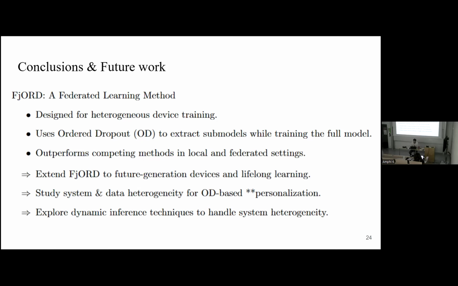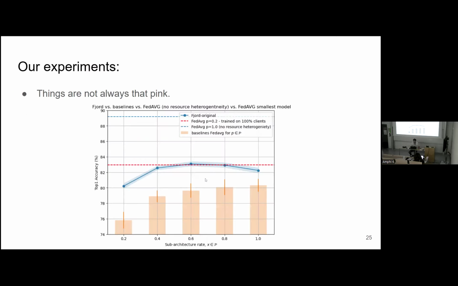And then they talked a bit about inference techniques, dynamic inference techniques for heterogeneity. Now, one thing I can cite from my work is that it's not always that pink. So, for example, we did take their repo and we did this quite standard experiment. We have FjORD, this is without knowledge distillation, standard ordered dropout, in the same scenario they had in their experiments.